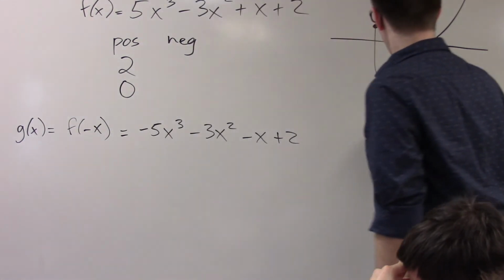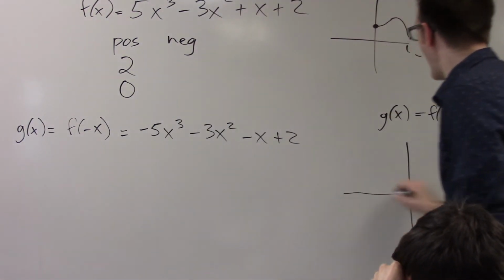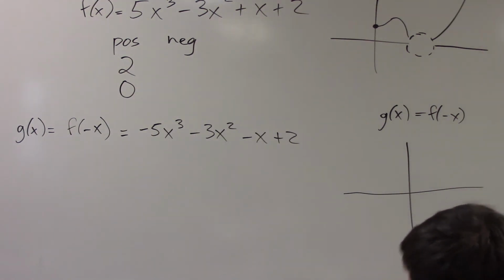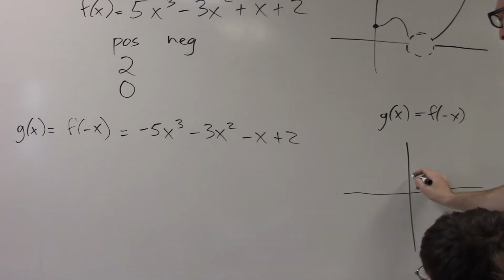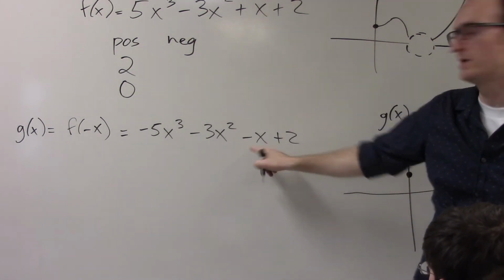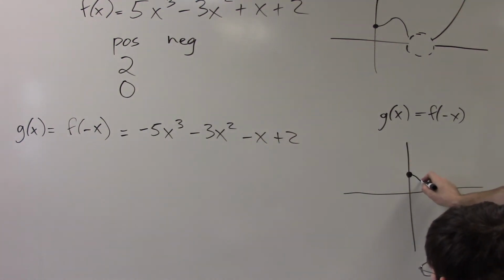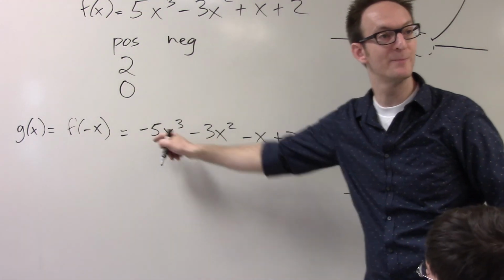Well, this function g is its own function. And so this function g, which is really just f of negative x, we can also graph it. And we can apply Descartes' rule of signs to this g function. The g function starts at 2. And then what does the negative x do? Makes it go down. What does the negative 3x squared do? Down and down even more, right?